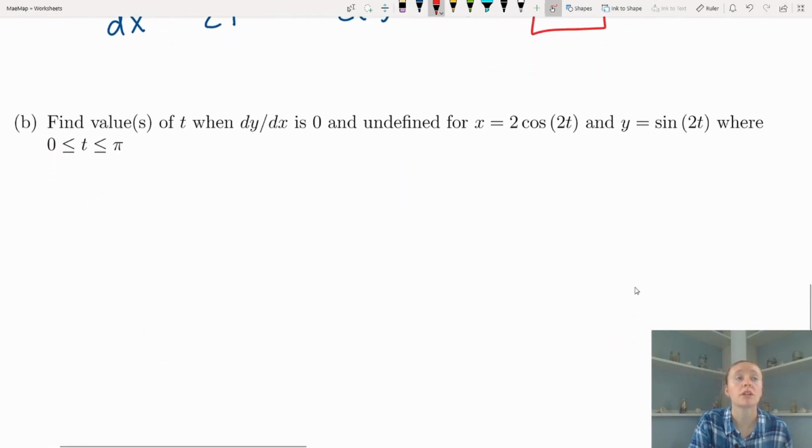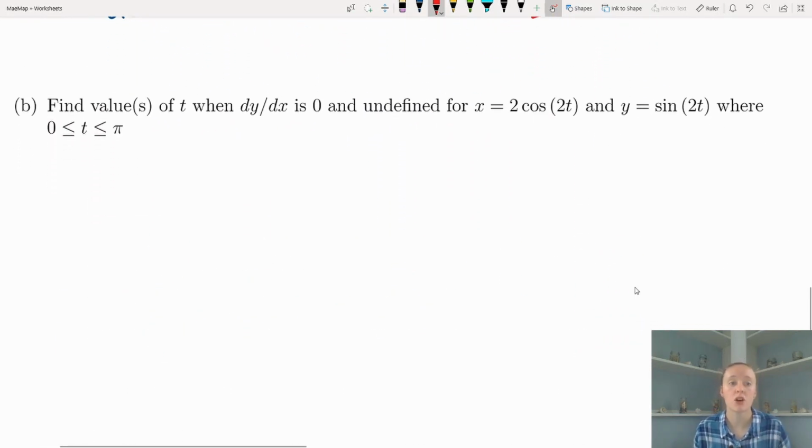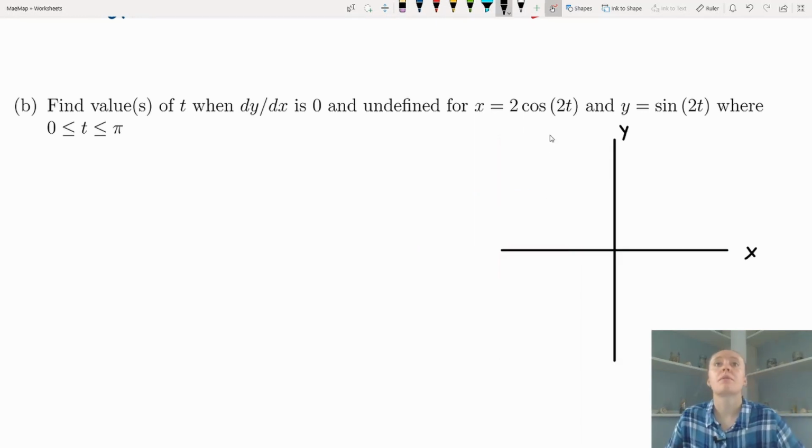For part B, we're going to find the value or values of t when dy dx is 0 and when it's undefined. And that's for x equals 2 cosine of 2t and y equals sine of 2t, where 0 is less than or equal to t, which is less than or equal to pi. Now, before we jump into this, I think it might be helpful to visualize what exactly we have. So doing a quick sketch, drawing this out, we're going to have an ellipse. We're going all the way around that ellipse because we're starting at 0 for t and going to pi, but 2 is multiplied to t.